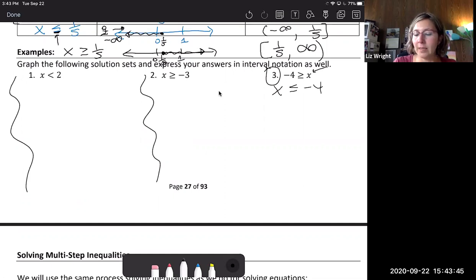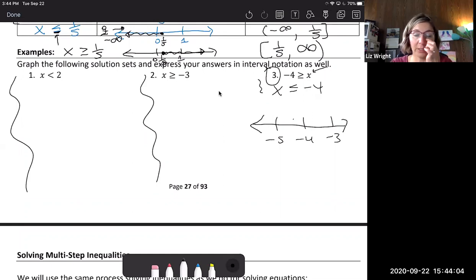So here it says, graph the following solution sets and express your answers in interval notation as well. So here we've solved our problem. We get all the way down to the answer. It's x is less than or equal to -4. Let's graph it. I'm going to have you do -4 in the middle, -5, an integer value on each side. Is it an open or a closed circle is what you should be asking yourself, because it's less than or equal to, and you should be saying it's a closed circle. And then which way are we shading, left or right? And you should be shading to the left because it is less than or equal to -4.